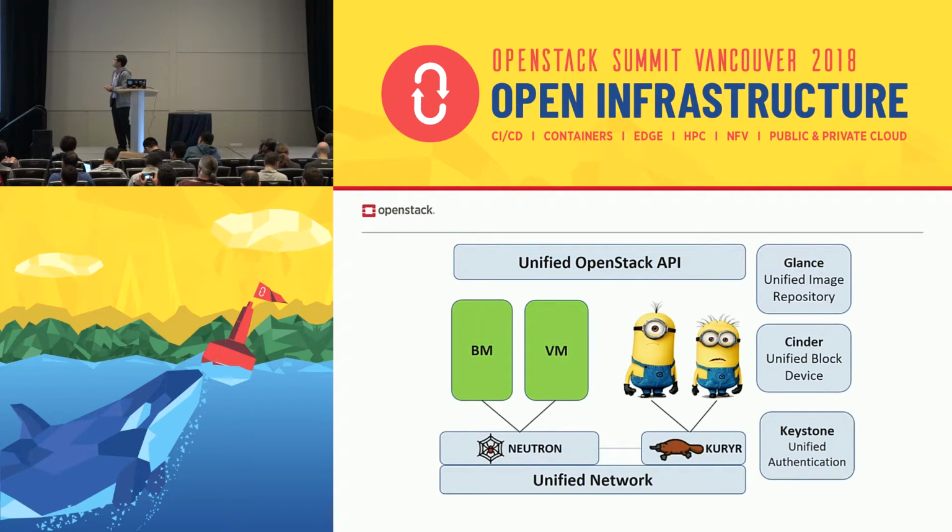Next, we will see how the capsule interacts with the OpenStack services. OpenStack exists for virtual machines and bare metal. Neutron and Kuryr will enable networking, Glance will offer the image repository, Cinder the block device support, and Keystone will offer authentication. So for users, they could use a unified OpenStack API to create their containers and capsules just the same.